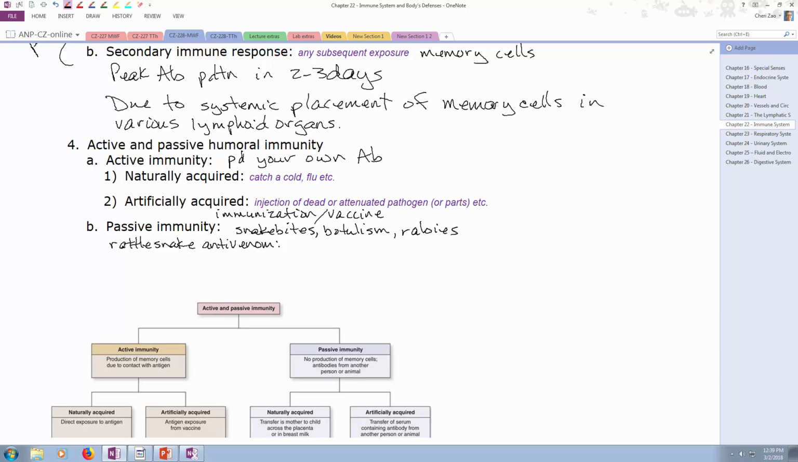And the animals we like to use are big animals, and they're called horses. We get a horse, and guess what we do to the horse? We inject rattlesnake venom into them. We don't kill them. We want antibodies from them. Okay. So rattlesnake anti-venom comes from horses. Inject horse with rattlesnake venom.